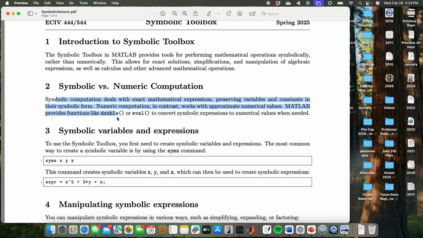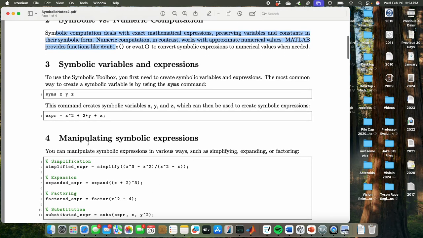Symbolic versus numeric computation, right? Keep in mind you can always go back and forth between the two. You can use the double command or an eval command, and it'll do that. But we'll get into that a little bit later. So let's just go through how you even do it in the first place.